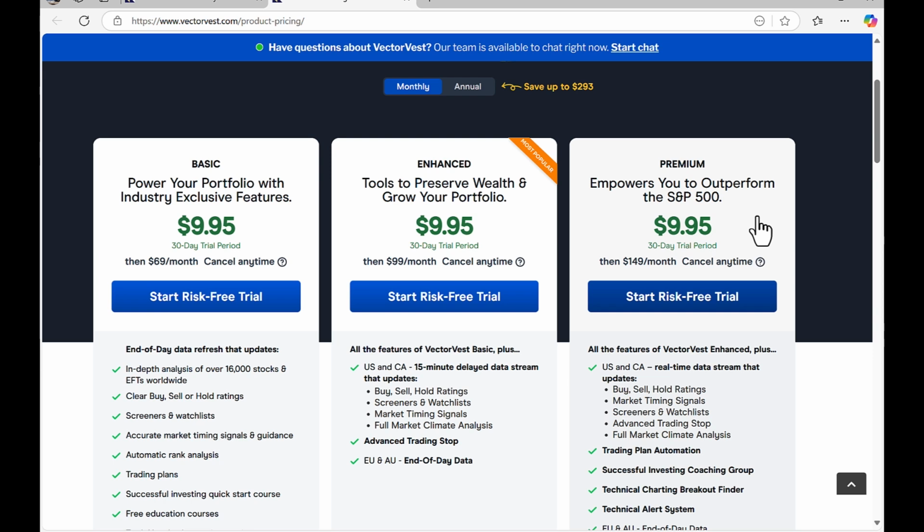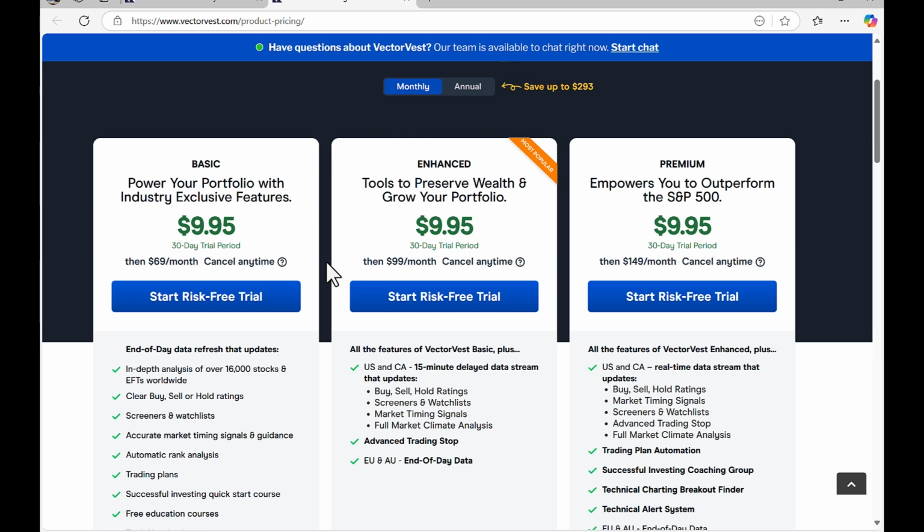I would say for most swing traders, the basic plan is going to be all you need. It can be nice to have information update throughout the day, but most of the time you don't need that unless your trading system really depends on tight entries. If it does, the enhanced plan might be more workable for you. 15-minute delayed data isn't going to make a big difference in a lot of swing trading strategies. If you're a day trader using VectorVest, you are going to need that premium plan to get access to real-time data. With these prices, I definitely recommend having a portfolio of at least $10,000. More than that is actually better. You're more likely to get a return on this platform.